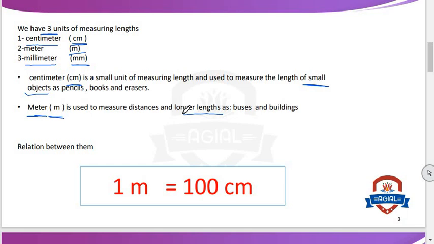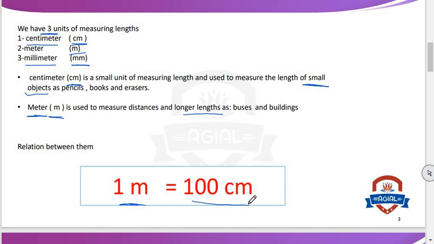Okay, what is the relation between them? What is the relation between meter and centimeter? 1 meter equals 100 centimeters. Say with me, 1 meter equals 100 centimeters. You must keep it well. Again, 1 meter equals 100 centimeters.